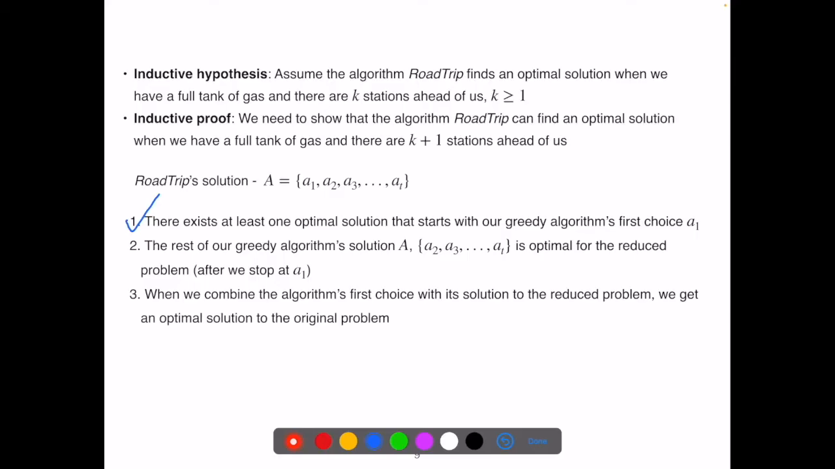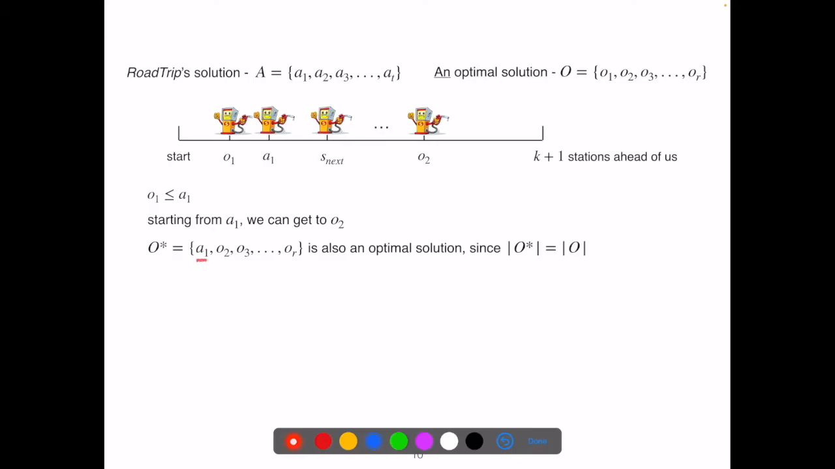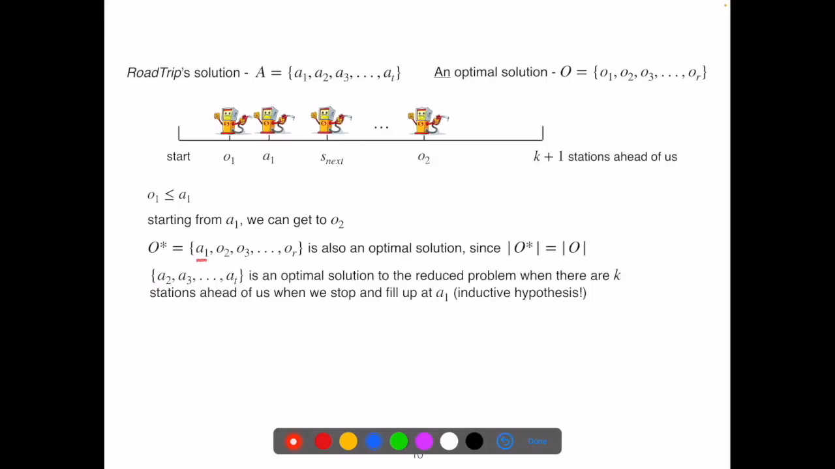Now the second step, we know this is true. When we fill up at A1, there are one less stations ahead of us. That is, there are only k stations. Based on the inductive hypothesis, when there are k stations ahead of us, our greedy algorithm can find an optimal solution. Now we look at the third step.